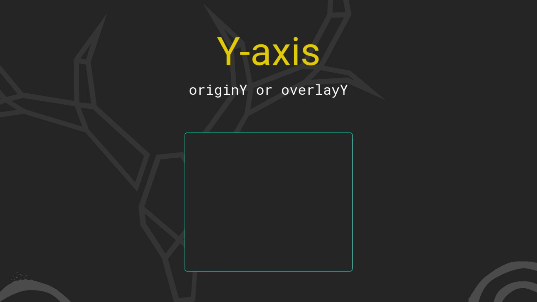For the y-axis, the values are top, which refers to the topmost edge of the origin or overlay. Then there's center, which is the vertical midpoint for the origin or overlay. And finally, there's the bottom value, which is the bottommost edge of the origin or overlay.